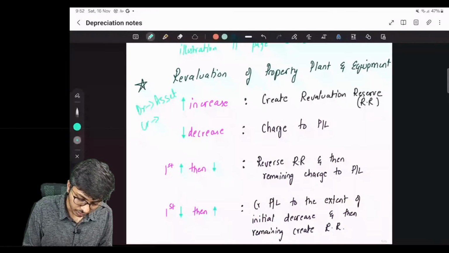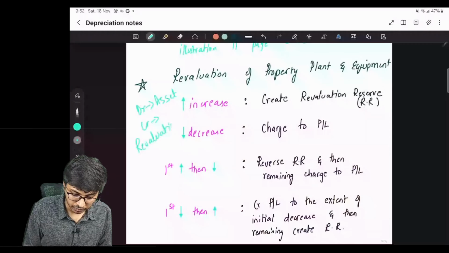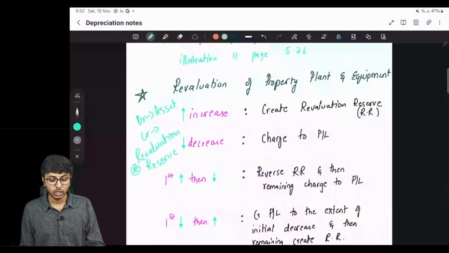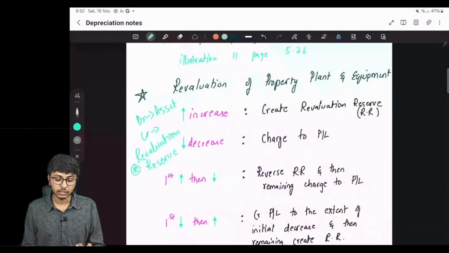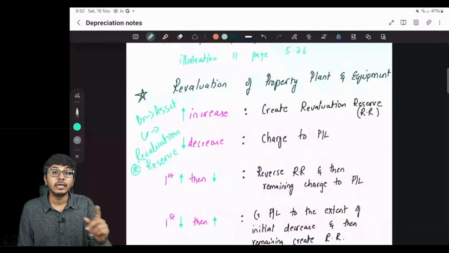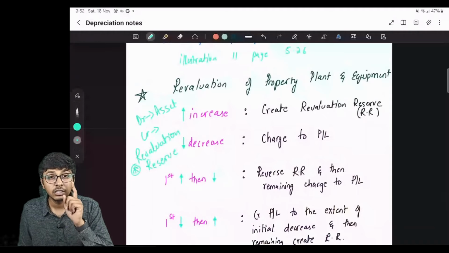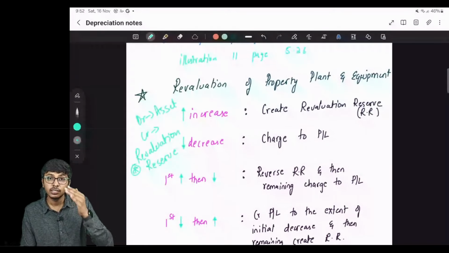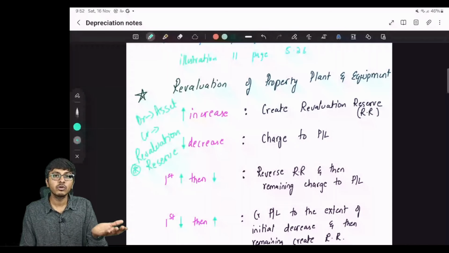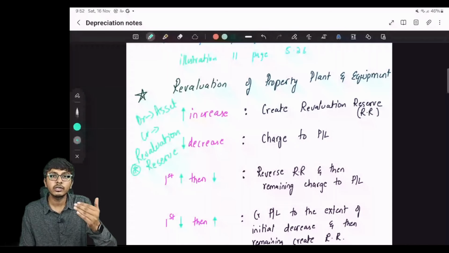Okay, revaluation reserve. Remember this: if you are increasing for the first time, it will go directly to revaluation reserve. Is this your day-to-day profit? Is this your profit from the business account? Is this your profit from the sale of goods? No, this profit came to you all of a sudden because it was not your day-to-day activity.